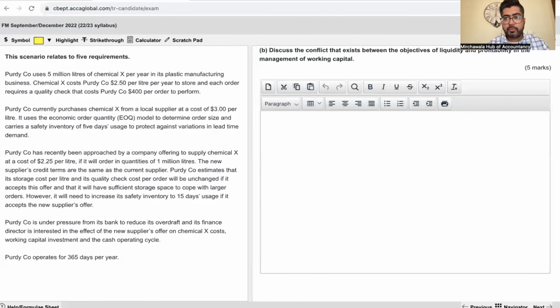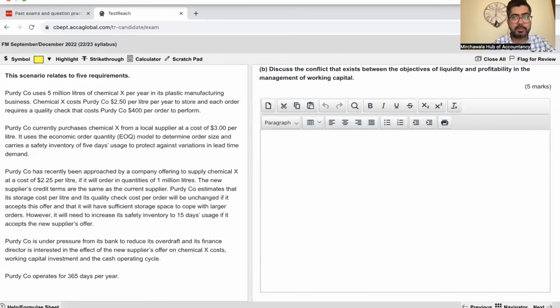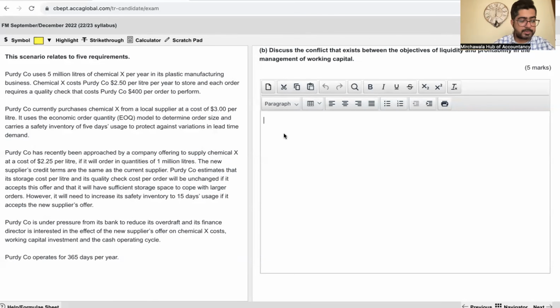Okay, now after doing part A, it is a 5 marks requirement of part B: discuss the conflict that exists between liquidity and profitability in working capital management. Okay. So this has been taught in the classes, discuss the conflict that exists between working capital, liquidity, and profitability. So writing the answer.